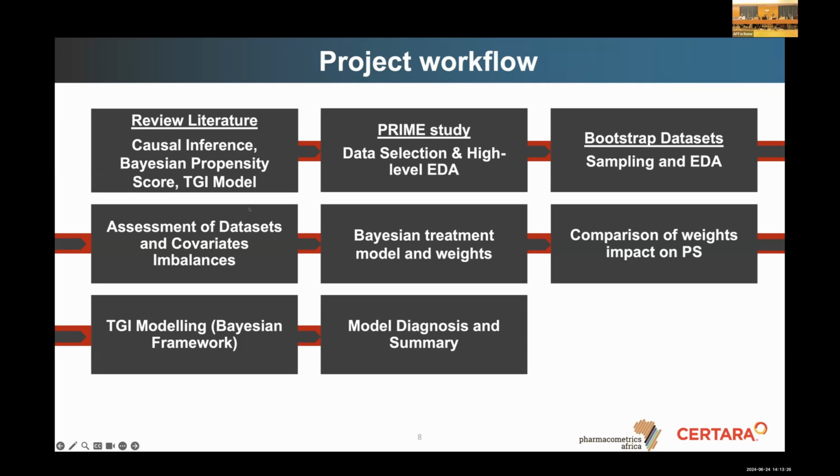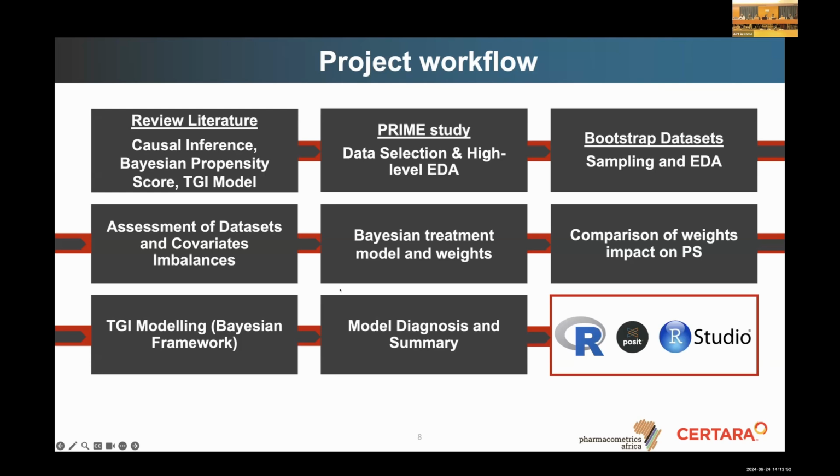Fourthly, assessment of data sets for covariate imbalances. The fifth step was to undertake the Bayesian treatment model and weighting. The sixth step is comparison of weights impact on propensity scores. The seventh step is fitting the tumor growth inhibition models within a Bayesian context. And then the last step is model diagnosis and summary of our findings. All these steps have been undertaken in R and RStudio, and we've developed the workflows in this software.